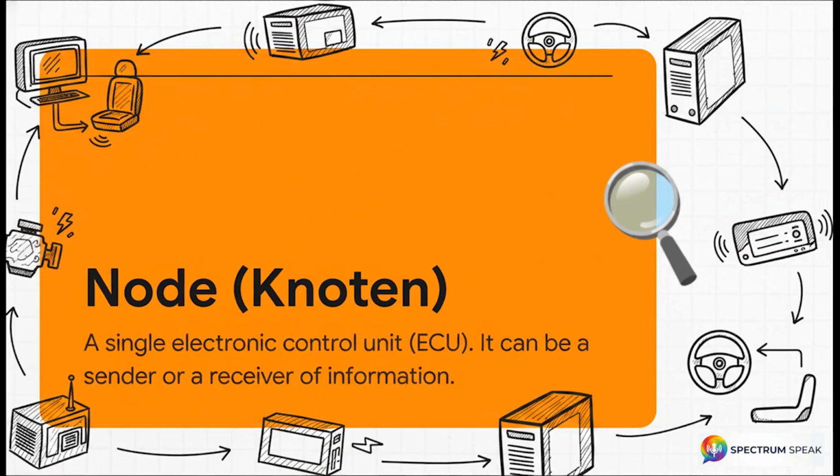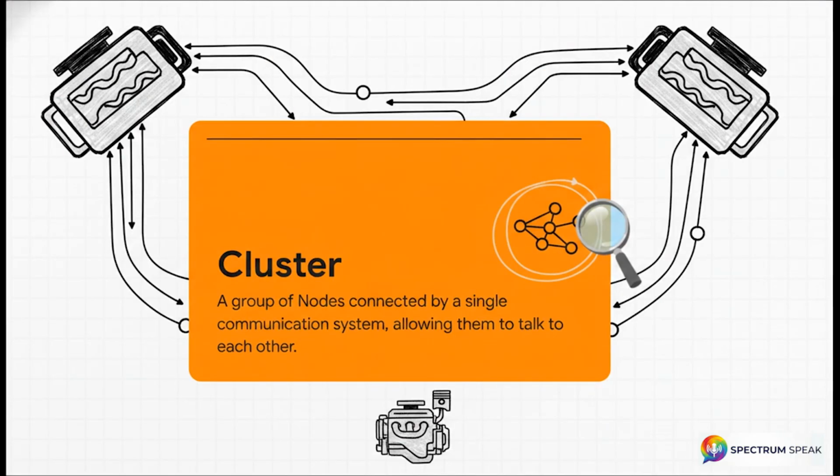A node is just one of those individual computers, a single electronic control unit, or ECU. It could be the computer running your engine or the one for your airbags. Just think of a node as the most basic building block of the whole system. Now, what happens when you take a few of those nodes and hook them up to the same shared communication line? Well, you get a cluster.